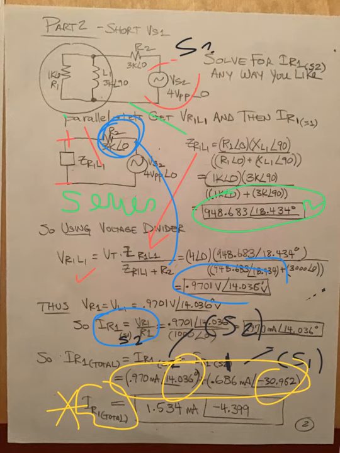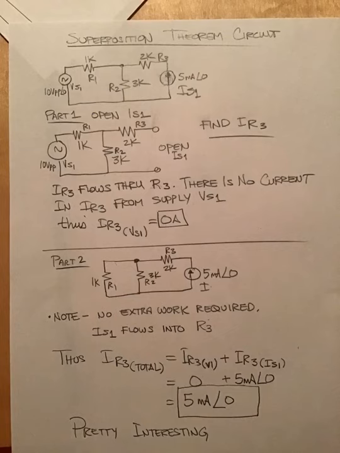Let's try another problem. This problem's a little different. This problem has a current source in it, which will present new interesting things that happen. And the circuit says, find IR3, which is right here. Find this current because of a current source and because of a power supply. So this is known as IS1. This is known as VS1, source 1.